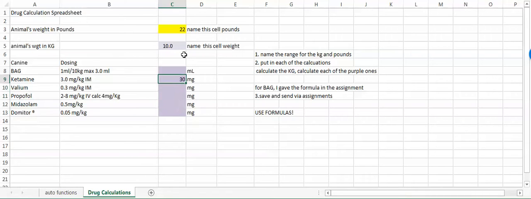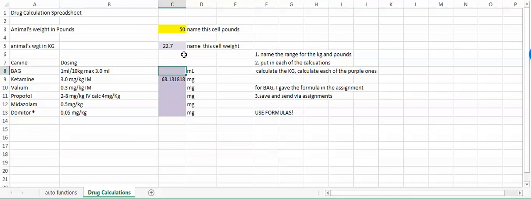I want you to use formulas. Don't just say, well, I have 10 pounds, so that's going to be 30 and this is going to be 3, and type in the number. Use formulas. The point of this is that then when I have the 90-pound dog, it's going to calculate for me. Or if I have the 50-pound dog, it's going to calculate for me.